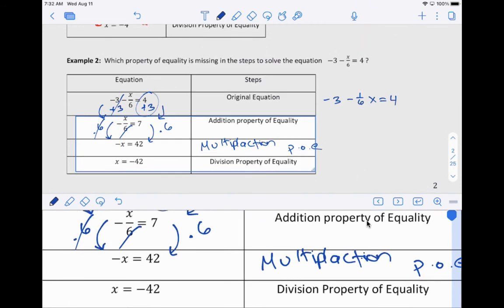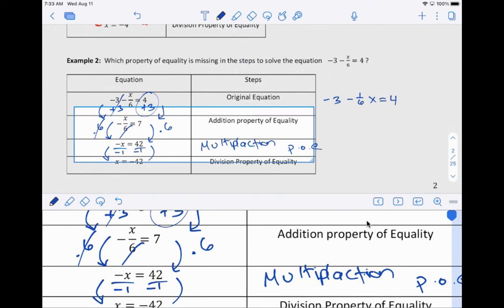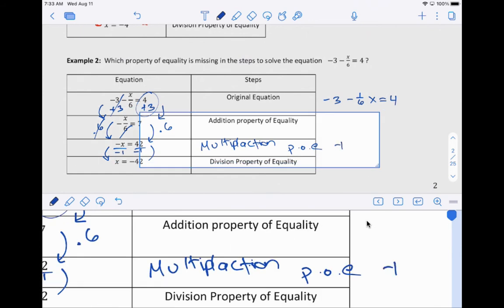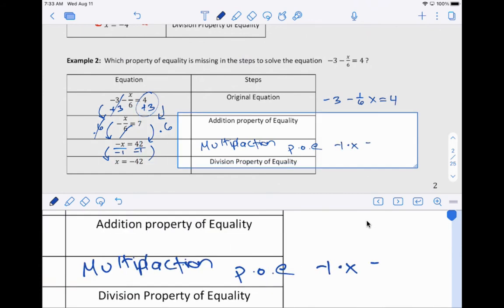And then how on earth is this the division property? What on earth does that mean? Oh, I see. Dividing by -1. That's what happened there. They divided the negative. Because remember, there is actually no such thing as negative x. That's not a thing. Negative means here you have -1 times x is equal to 42.